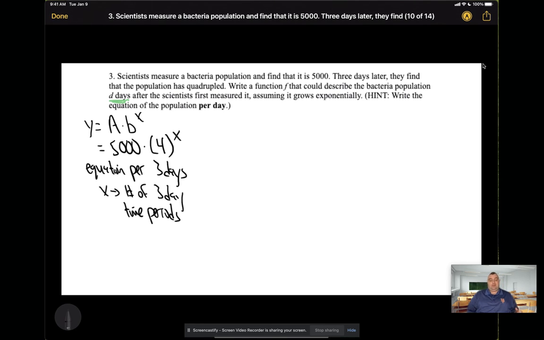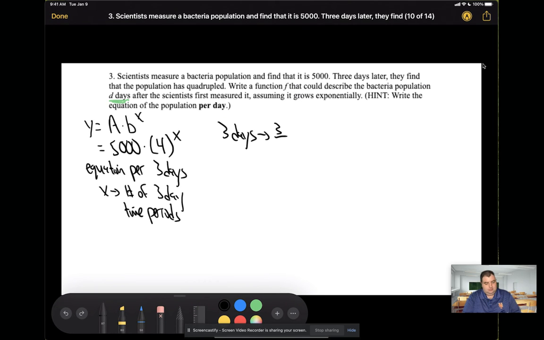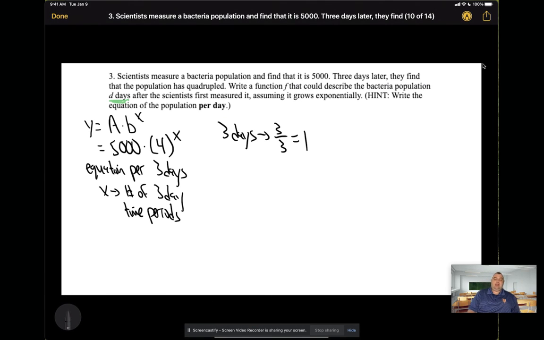So to go from 3 days to days, I have to divide by 3, right? Because if I have, for example, 3 days, that would mean 3 divided by 3, or 1 3-day time period. That would mean x equals 1. If I wanted 4 days, that would be 4 divided by 3. 5 days would be 5 divided by 3. But the key is I take the number of days and I divide it by 3, and that gives me the number of 3-day time periods.